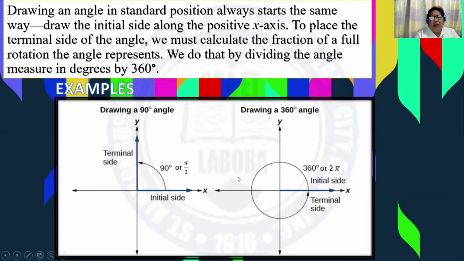And in drawing a 360-degree angle, you start with the initial side here on the positive x-axis, and you do a complete rotation that's equivalent to 1 rotation, which is 360 degrees. So 360 divided by 360 is equivalent to 1. So it will give you 1 rotation, meaning the initial side as well as the terminal side coincide with each other.